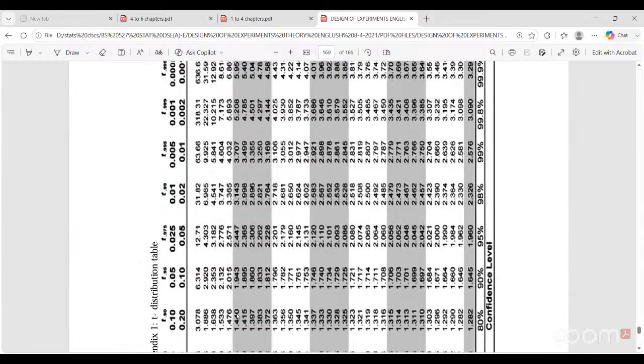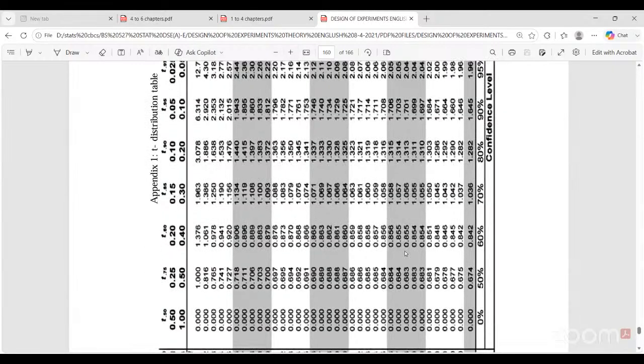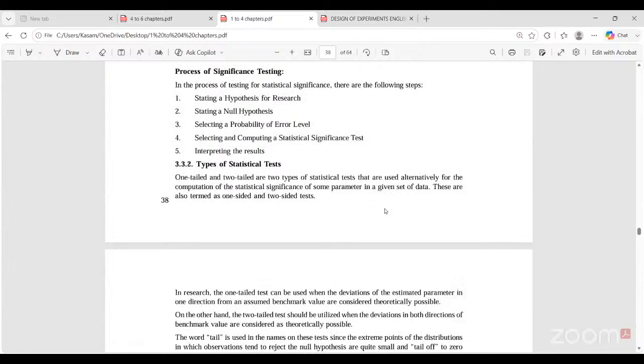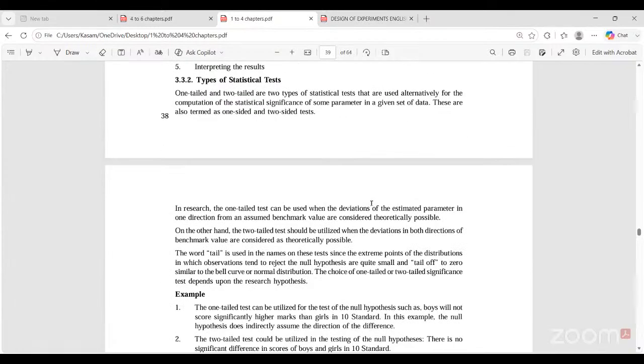See here, the tail test at 0.50, 0.75, 0.80, 0.85, so you are seeing these details now. These details are in your chapter. So that is a null hypothesis. Where I told here, one-tailed and two-tailed are two types of statistical tests used alternatively for the computation of statistical significance for some parameter for a given data set. They are also termed one-sided and two-sided tests.